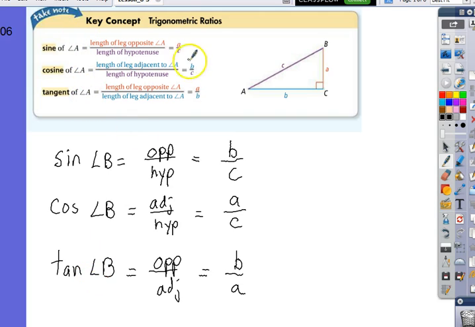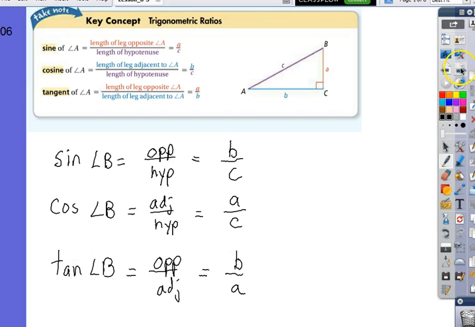Here are the trigonometric ratios when I'm looking at angle A. You can't do trigonometric ratios for angle C because angle C is the right angle, and we never focus on the right angle when we're looking at trig functions. You'll do that later in another course.